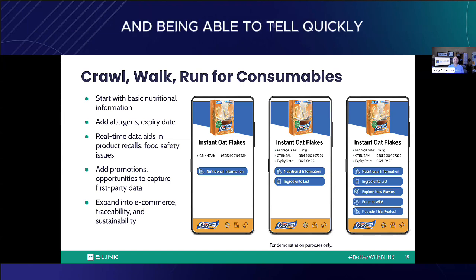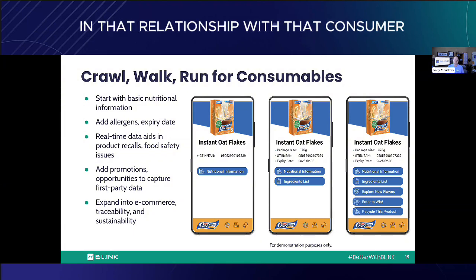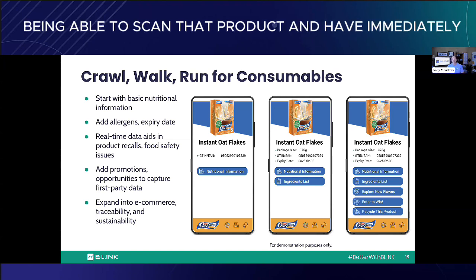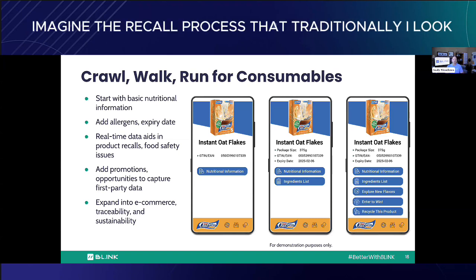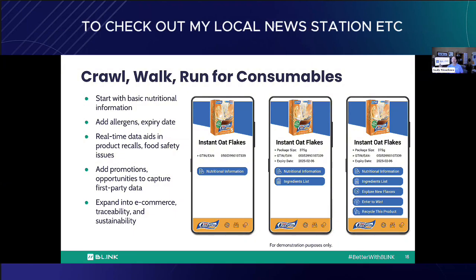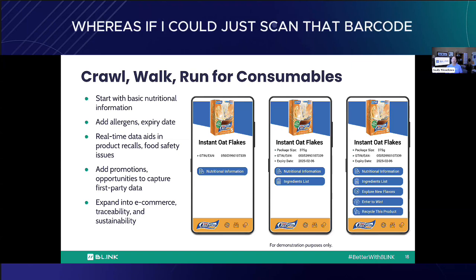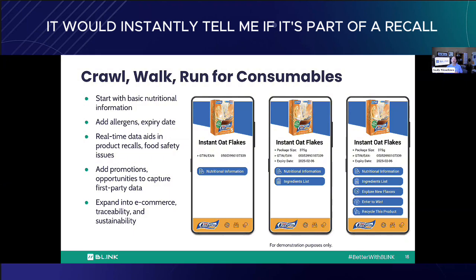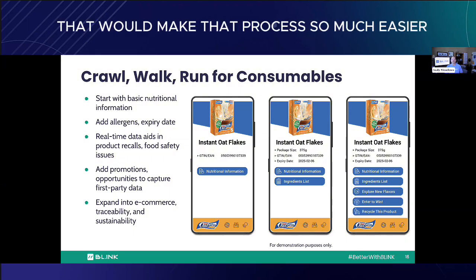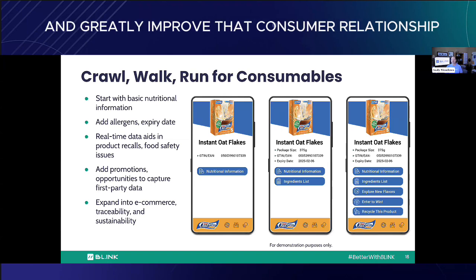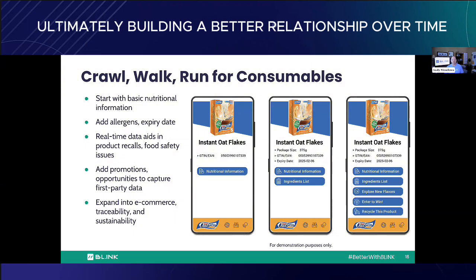Allergens is a big component, and being able to tell quickly, is there an allergy around this? And being able to create that profile and that relationship with that consumer, especially on the food safety side. We talked about product recalls, being able to scan that product and have it immediately at the point of sale or even at home. Imagine the recall process that traditionally, I go look for batch information. I've got to go to a website, go check out my local news station, et cetera, try to find the recall information. That can be very difficult. Whereas if I could just scan that barcode and it would instantly tell me if it's part of a recall or not, that is perfectly safe, that would make that process so much easier, really cut down on waste, frustration, and greatly improve that consumer relationship, ultimately building a better relationship over time.